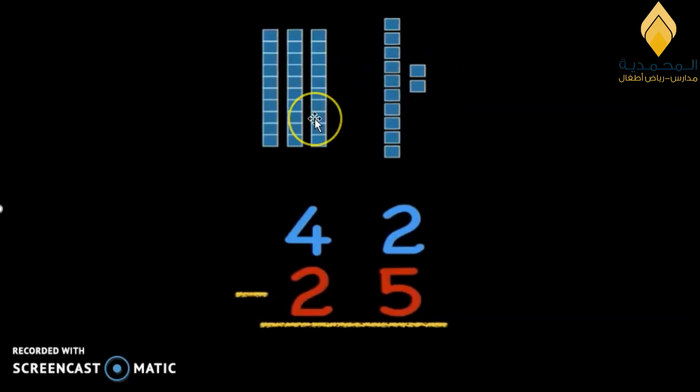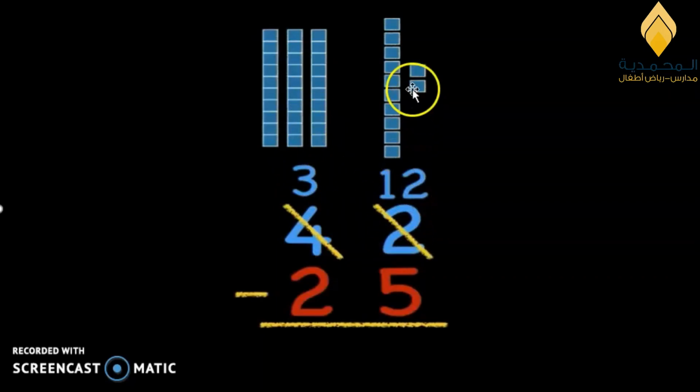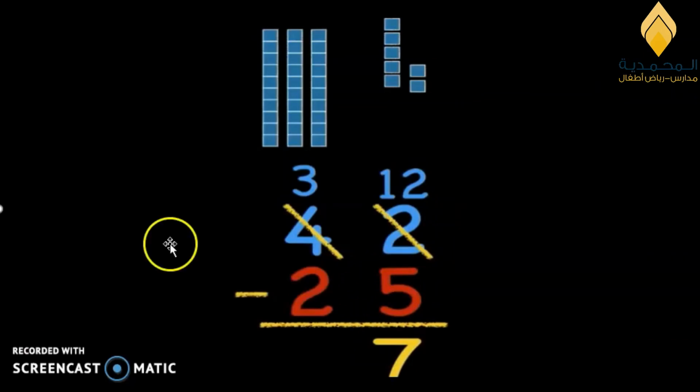And the tens becomes 3. So 4 becomes what? 3, because we take 10 from it. And 2 becomes 12 because we add 10 to it. Then now it's easy to take away 5 from 12. Let's do it. 1, 2, 3, 4, 5. So we take away 5 from 12, and 7 is left. As you can see, 1, 2, 3, 4, 5, 6, 7 is left. So the answer is 7.